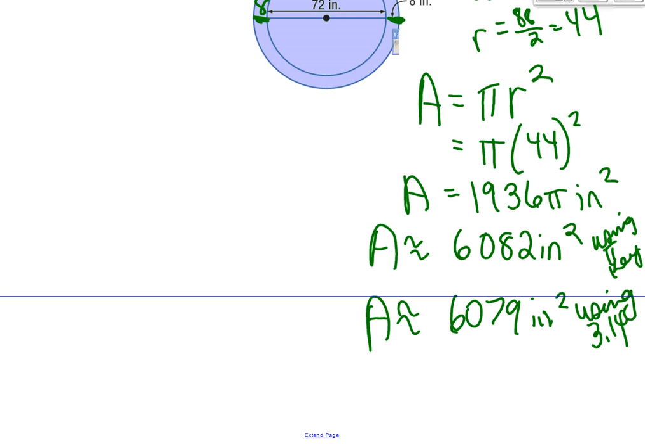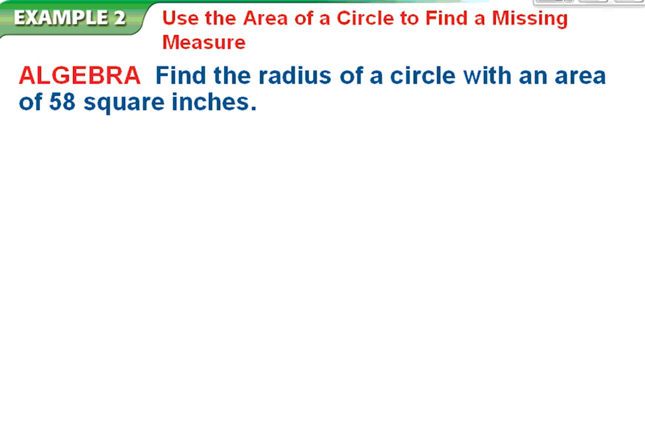Then our next problem is one where we have to find the radius, and we know that on these problems, in each section, we've had the area sometimes and had to find missing parts. The only other part we have is the radius. So find the radius of a circle with an area of 58 square inches. So area is pi r squared. 58 is pi r squared.